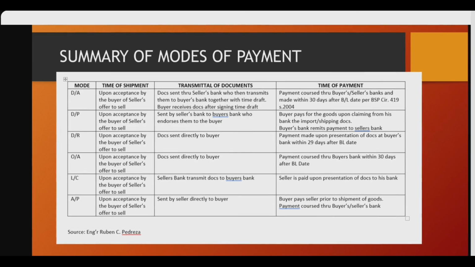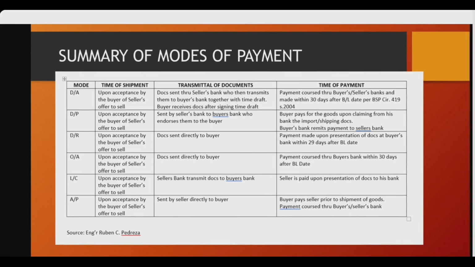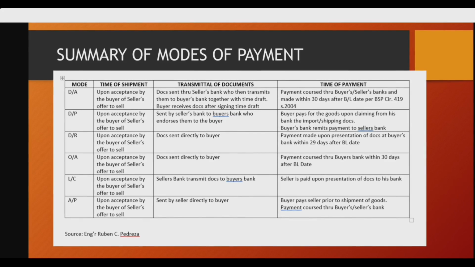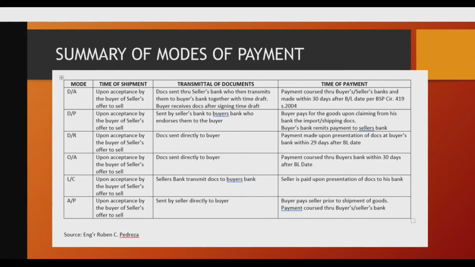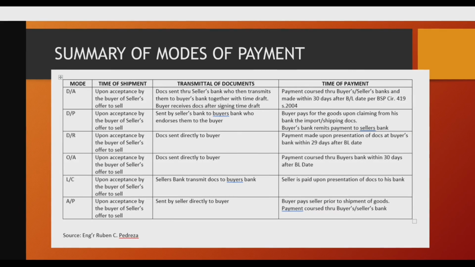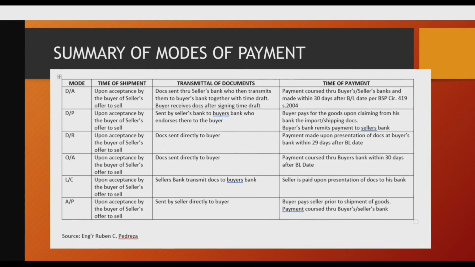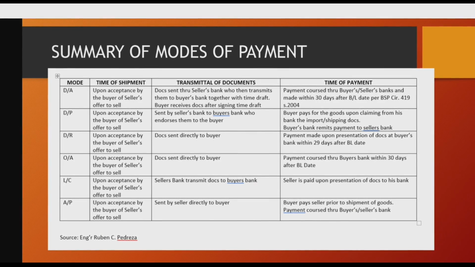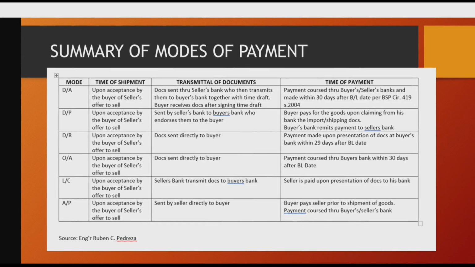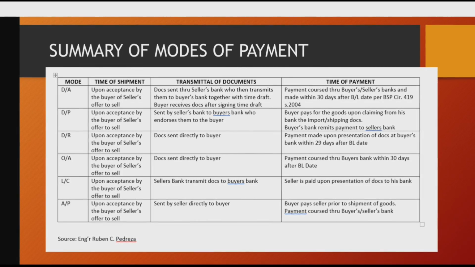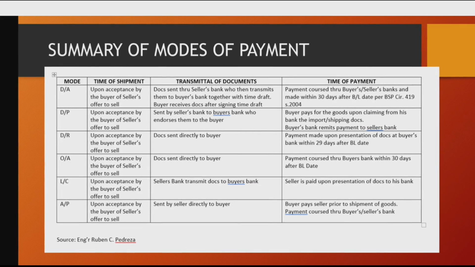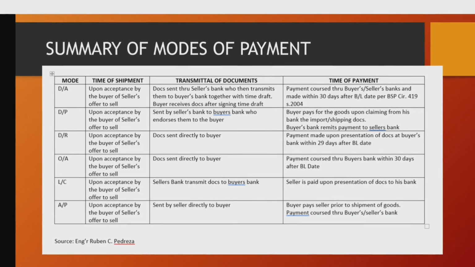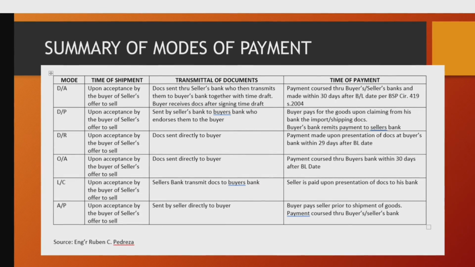In DA, the documents are sent through the seller's bank, who then transmits them to the buyer's bank together with a time draft. The buyer then receives the documents after signing the time draft. The time of payment for DA would be coursed through the buyer's or seller's bank and made within 30 days after the BL date. In DP, the transmittal of documents is sent by the seller's bank to the buyer's bank, who endorses them to the buyer. The time of payment is that the buyer pays for the goods upon claiming from his bank the import or the shipping documents. The buyer's bank remits payment to the seller's bank.